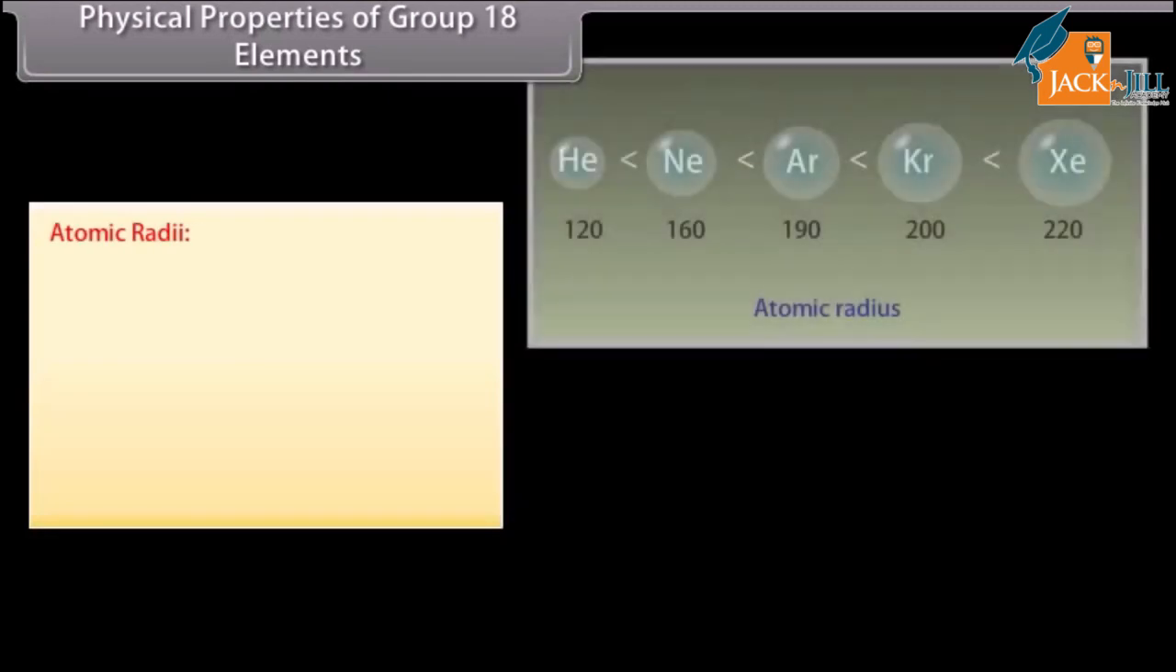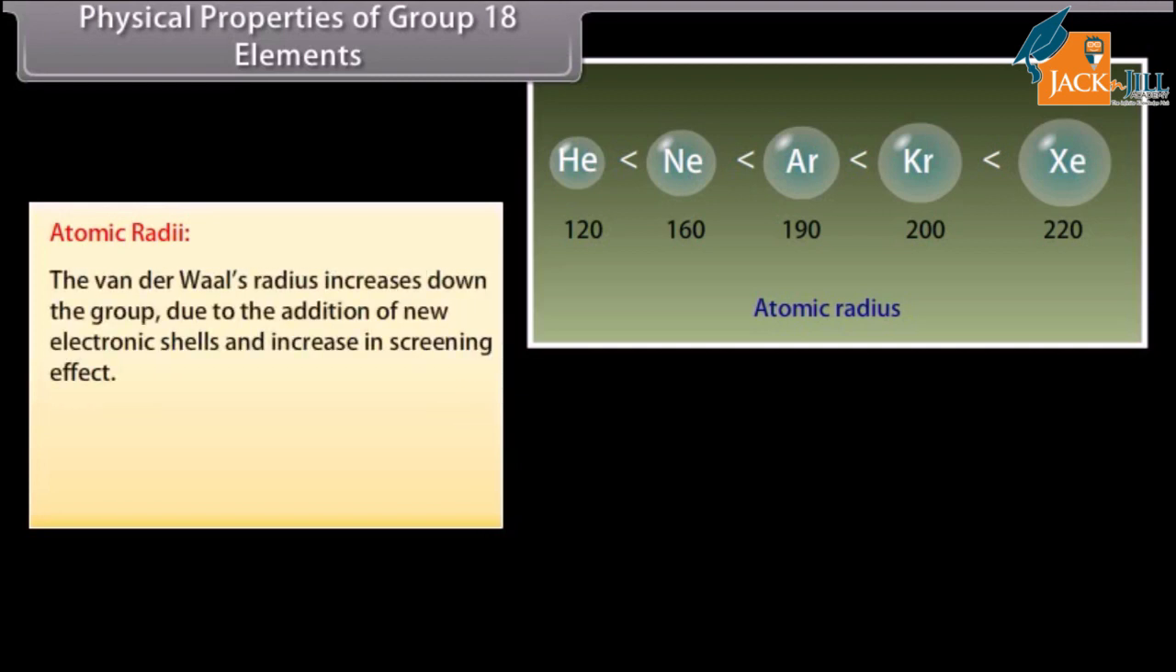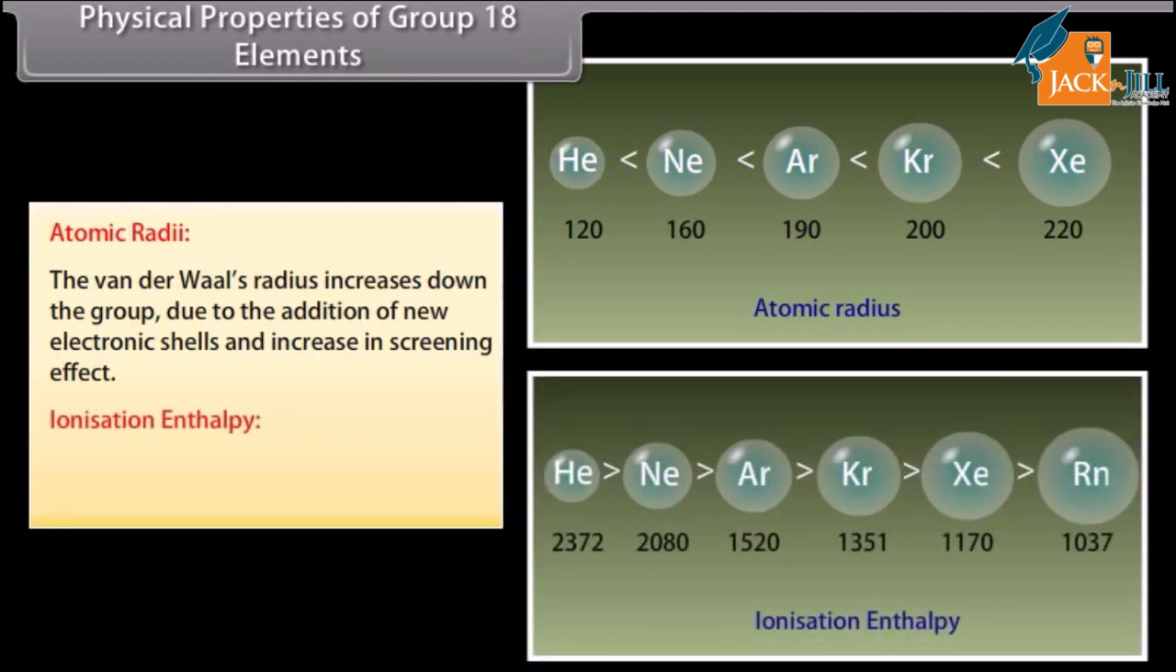Physical properties of Group 18 elements. Atomic radii. In noble gases, the atomic radii correspond to van der Waals radii. As we go down the group, the van der Waals radius increases due to the addition of new electronic shells and increase in screening effect. Ionization enthalpy. The ionization enthalpies of noble gases are very high. This is due to the stable configurations of noble gases. It decreases with increase in atomic number from helium to radon.